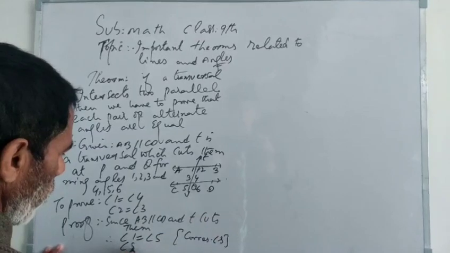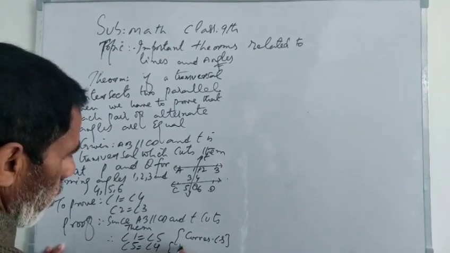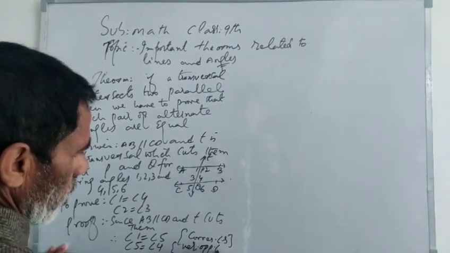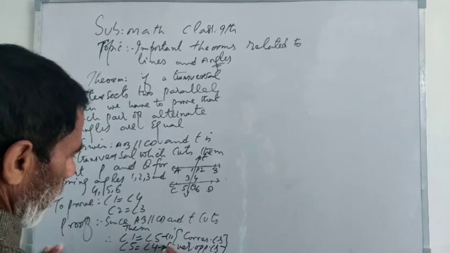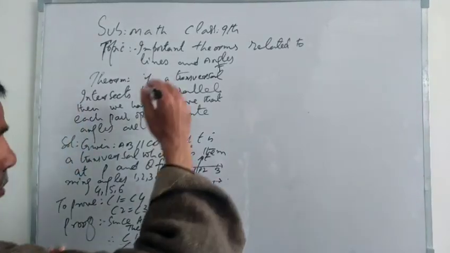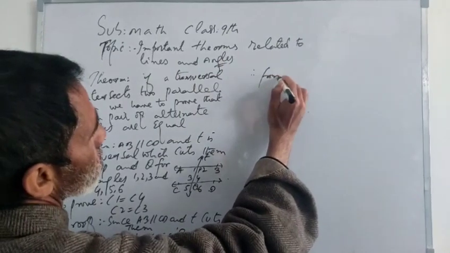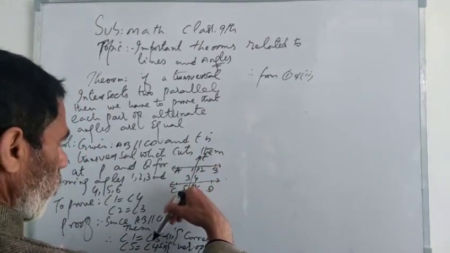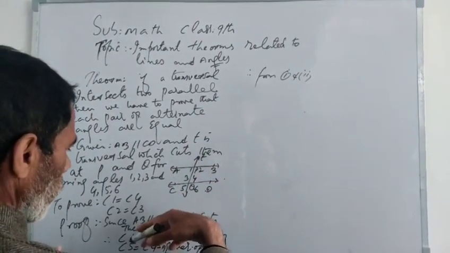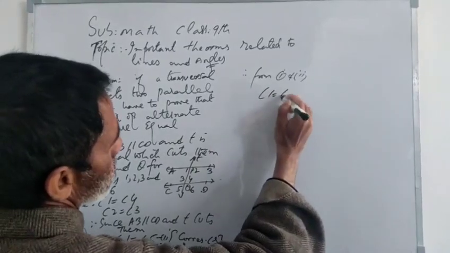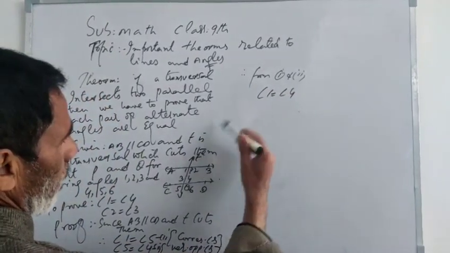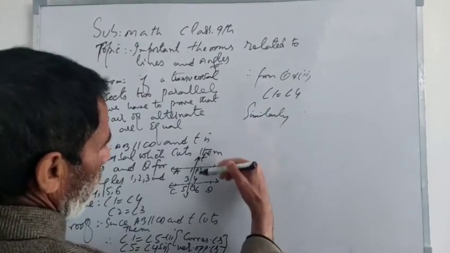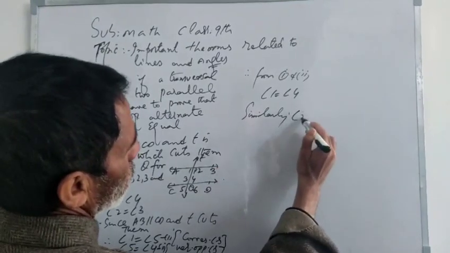Also angle 5 will be equal to angle 4. These are vertically opposite angles. This is first, this is second, therefore from first and second, angle 1 will be equal to angle 4, which are alternate angles. Similarly, angle 2 will be equal to angle 3.